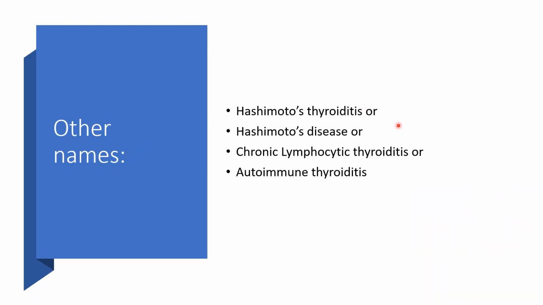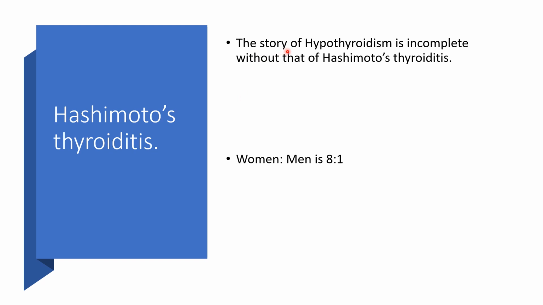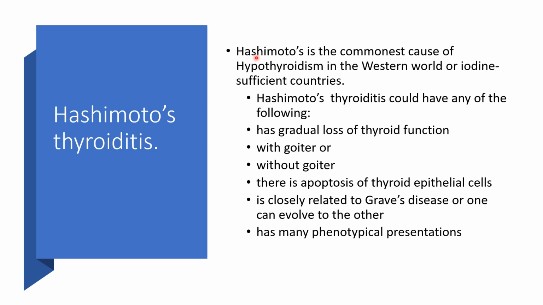Now, other names for Hashimoto's thyroiditis will be this. Hashimoto's thyroiditis is the major part of the hypothyroidism story, without which the story of hypothyroidism will be incomplete. Now, women to men is 8 to 1, respectively. Hashimoto's is the common cause of hypothyroidism in the Western world or iodine-sufficient countries. You can pause and read through this. Remember I said I have spoken a lot before on Hashimoto's, so I'm not going to waste your time speaking a lot now.